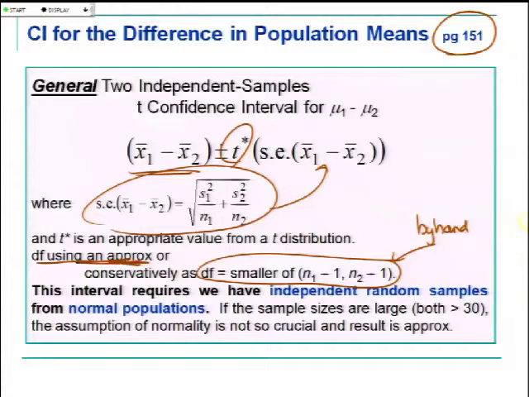We'll try to ignore it. All right, the smaller of the two degrees of freedom gives us an interval that's a little wider than it might need to be, but it's better than too narrow.